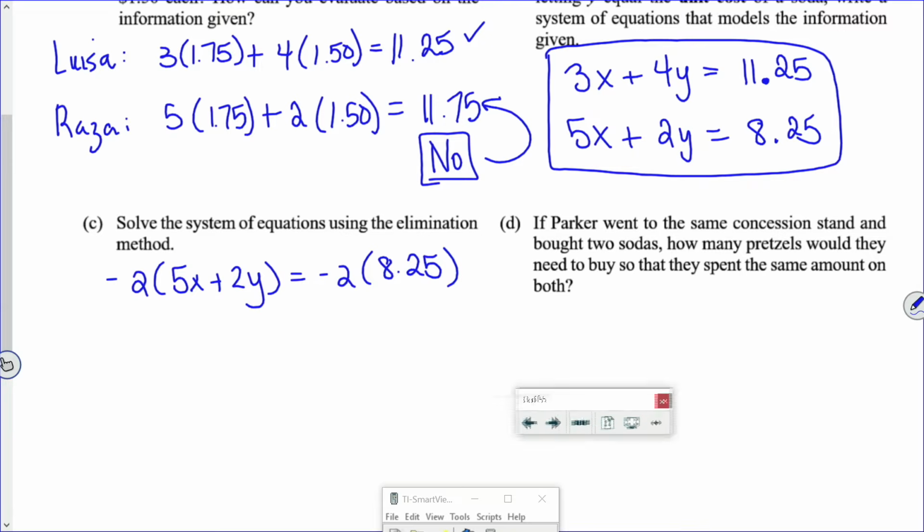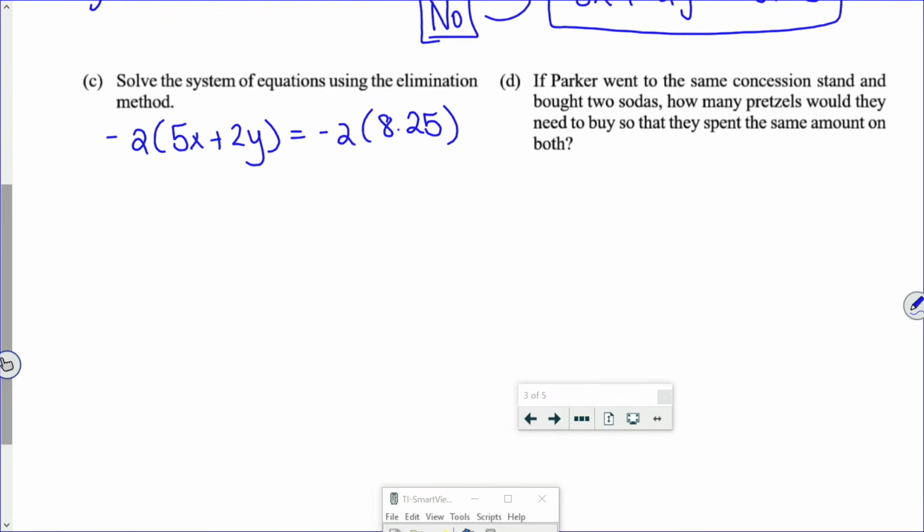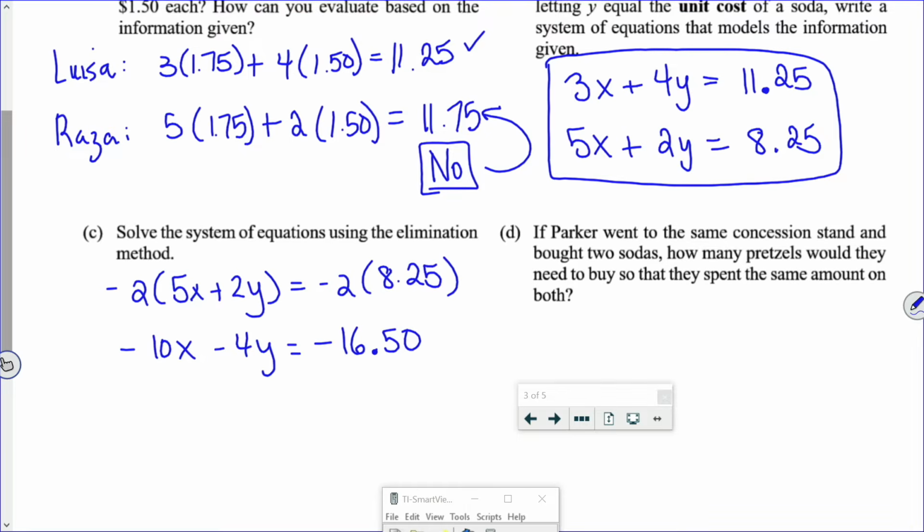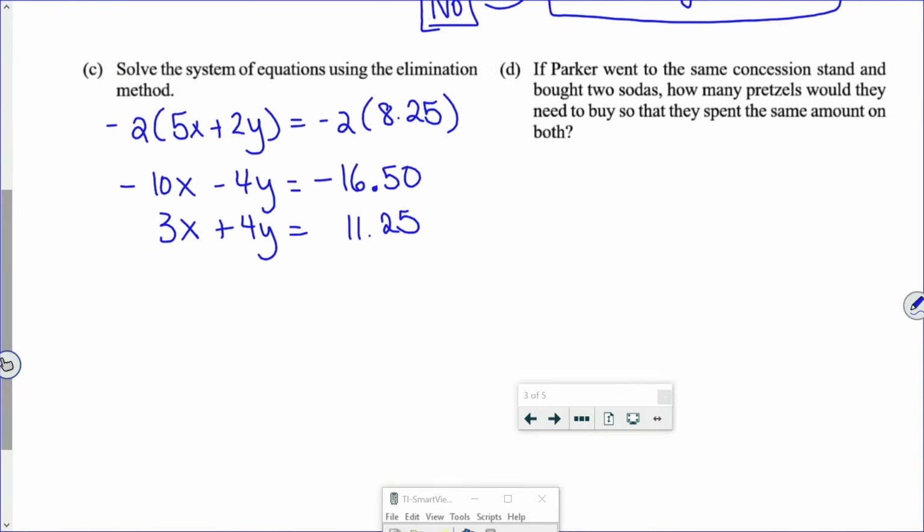Okay, and that is going to give me the following equation. Negative 10x minus 4y is equal to negative 1650. That one I think I can do in my head. All right, now what I want to do is grab that first equation, which is 3x plus 4y equals $11.25. Write that down right underneath it, and let's do some addition.